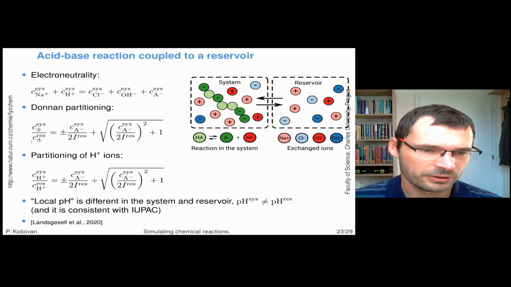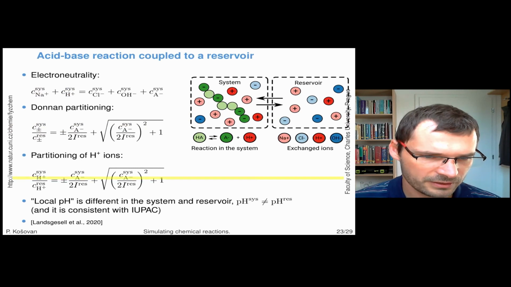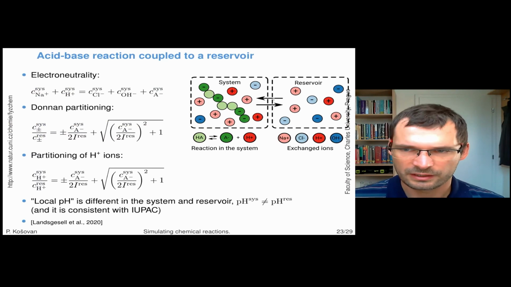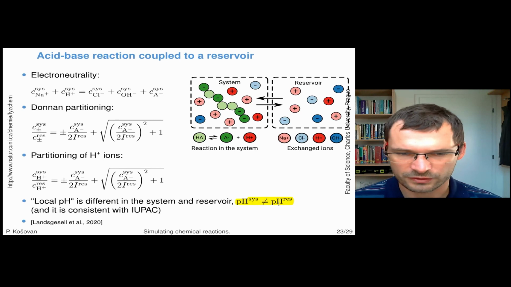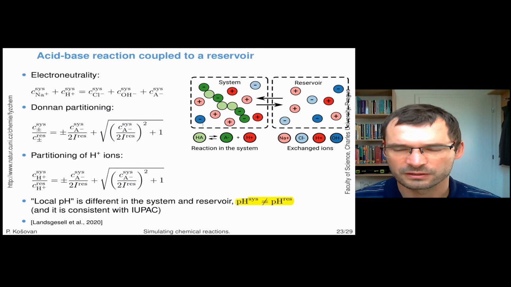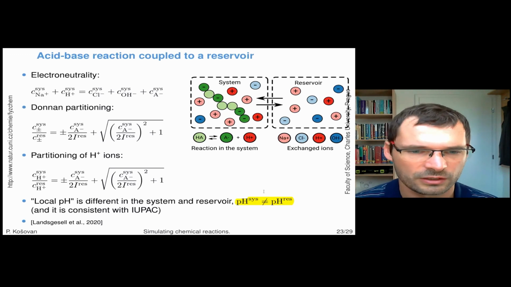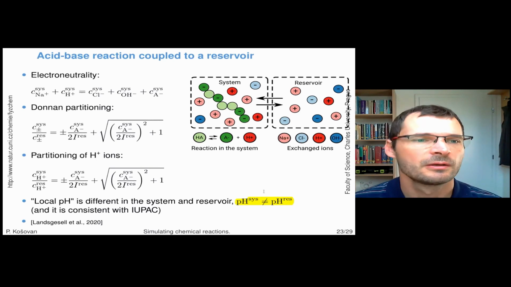Specifically, this Donnan partitioning of ions also affects the H+ ions, and as a consequence, I get a different pH in the system and in the reservoir, and in this case, this inequality is indeed inequality not just in the concentration, but in the chemical potential. And the local pH, described in this way, is consistent with how we define pH in the IUPAC and how we could measure it by a pH electrode.